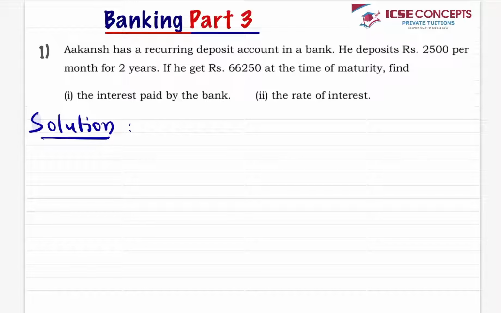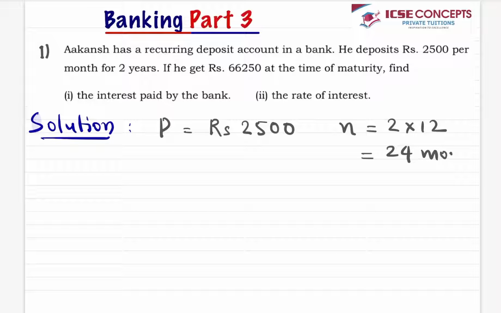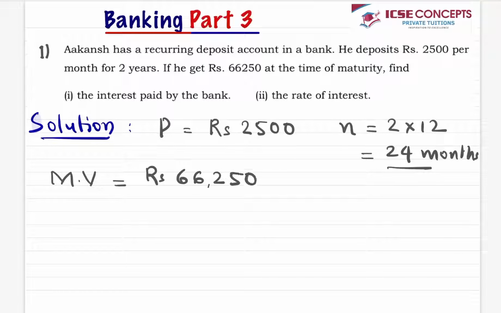Say deposited rupees 2500 per month. So the value of P here is rupees 2500. N is equal to 2 years, so it's 2 into 12. You want it in months. 2 years is equal to 2 into 12, that becomes 24 months, right? And he gets 66250 at the time of maturity. Means this is the value of the maturity amount. You can say maturity value is rupees 66,250, right?